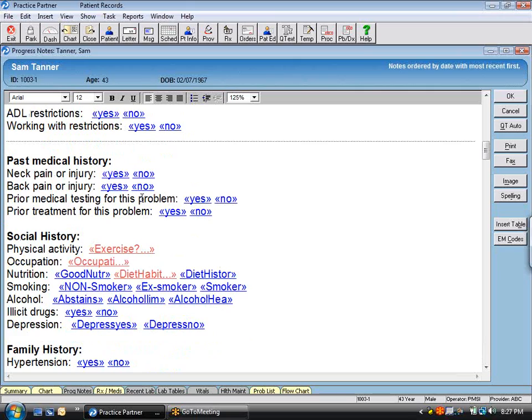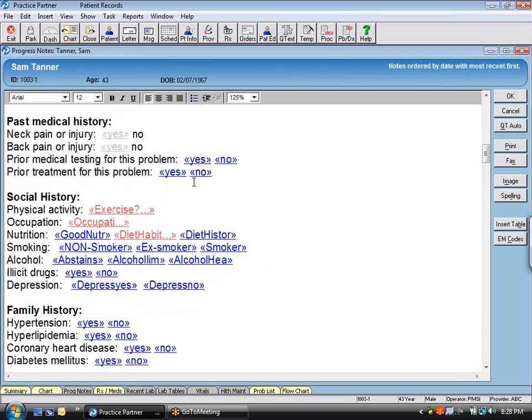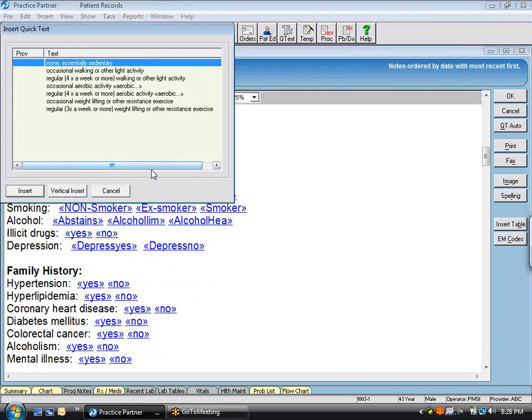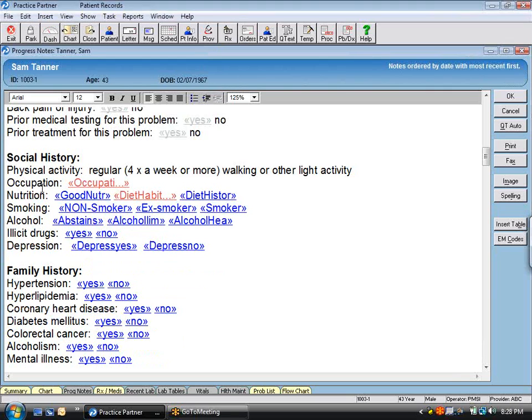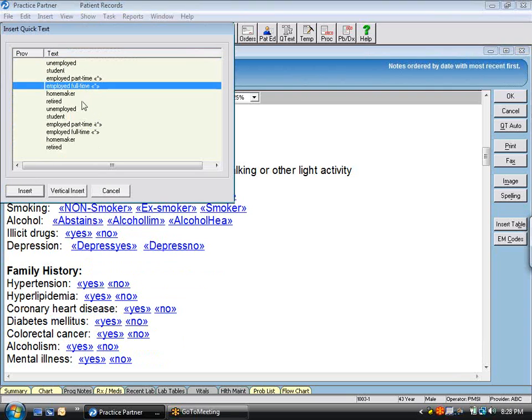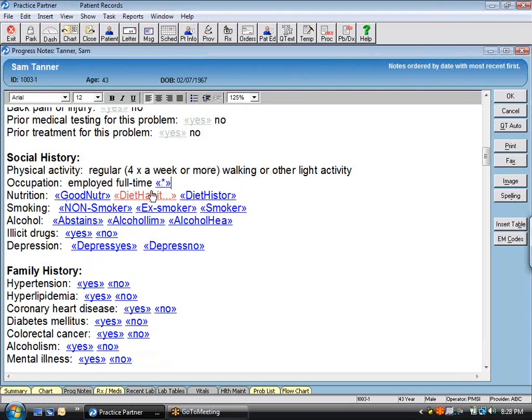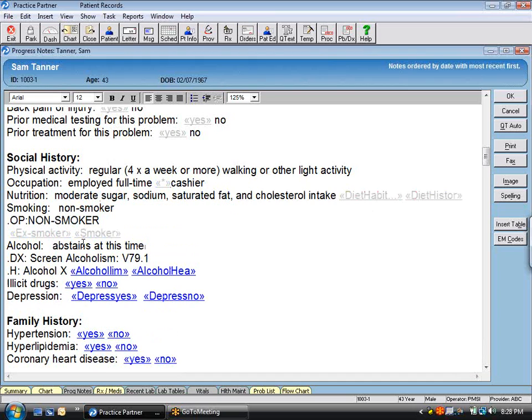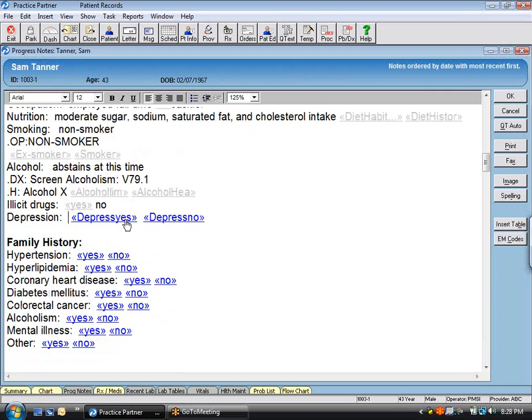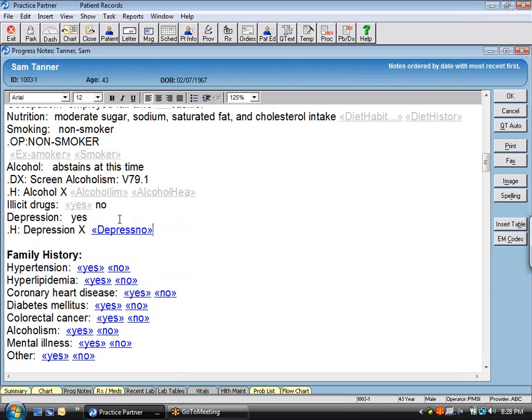Past medical history, Sam has indicated that he has not been the recipient of any neck pain or injury, back pain or injury, has not received prior medical testing or treatment for this problem. Sam indicates to us that he exercises regularly and currently works full-time as a cashier. He seems to eat well, according to him, doesn't smoke, doesn't drink, doesn't use illicit drugs. Due to this pain, he does show some signs of depression.